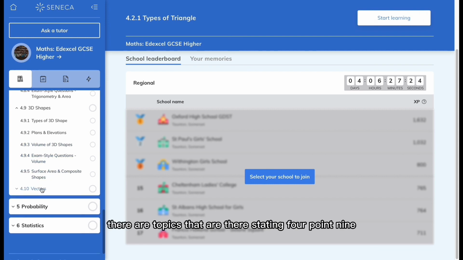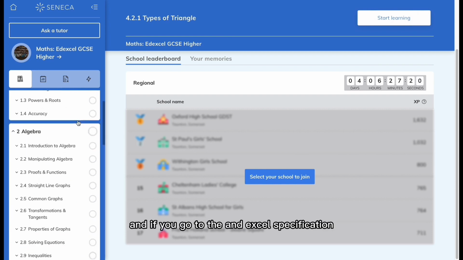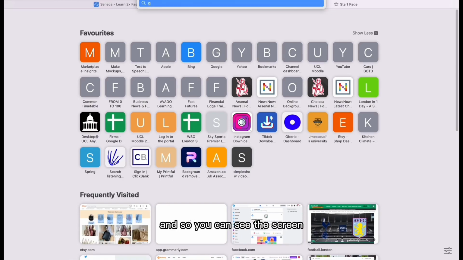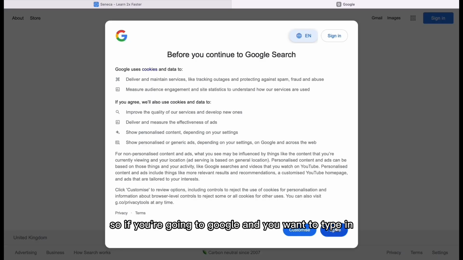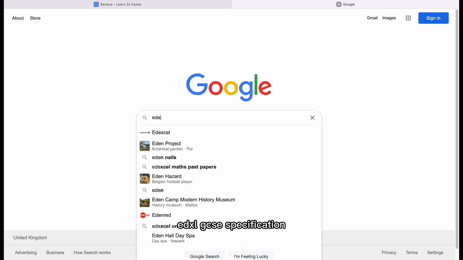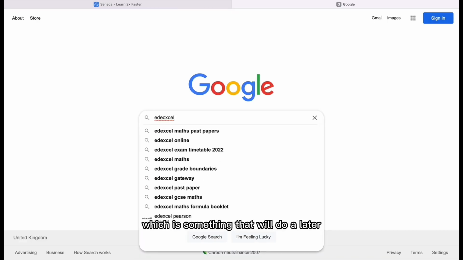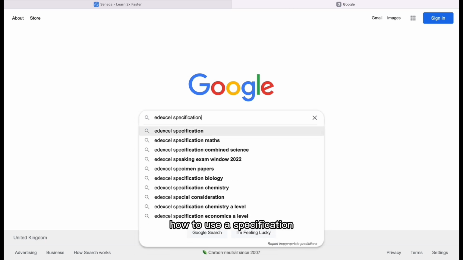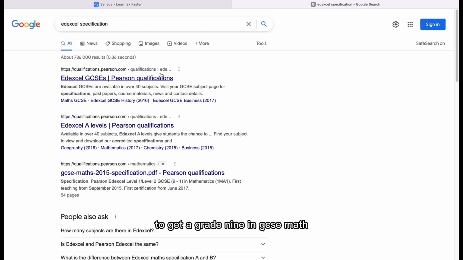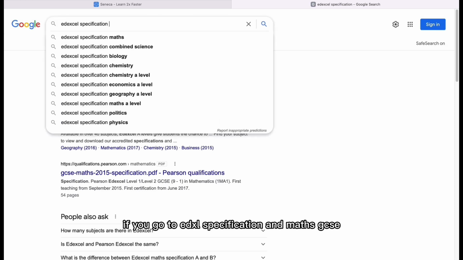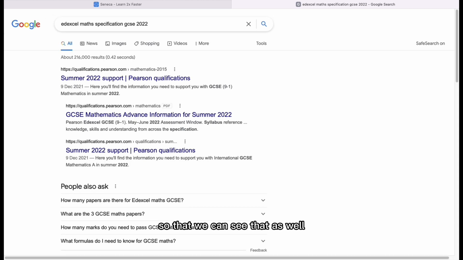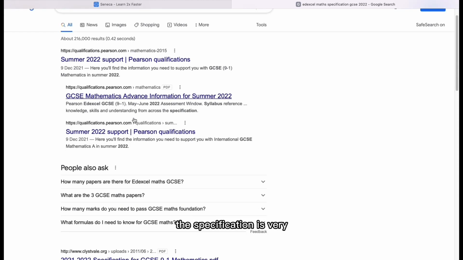There are topics stating 4.9.3, 4.9.4, and if you go to the Edexcel specification, so if you type in Edexcel, if you go to Google, you can see the screen. If we type in Edexcel GCSE specification, which is something that we'll do a video on later in the future, how to use a specification to get a grade 9 in GCSE maths, we can get that right there and put 2022 so that we can see that as well. The specification is very, very important.